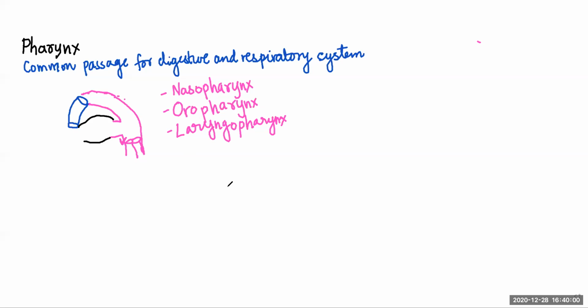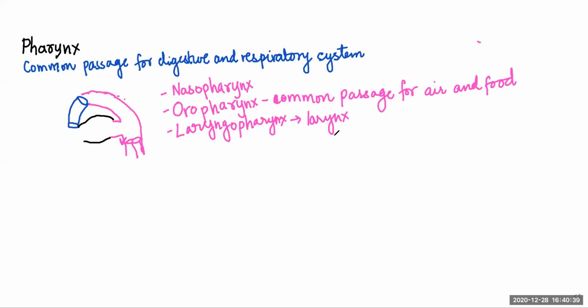So what do we know about nasopharynx, oropharynx, and laryngopharynx? Nasopharynx obviously is a continuation of the nose. Oropharynx is the common passage for air and food. Laryngopharynx is a part which contains the larynx followed by the trachea.